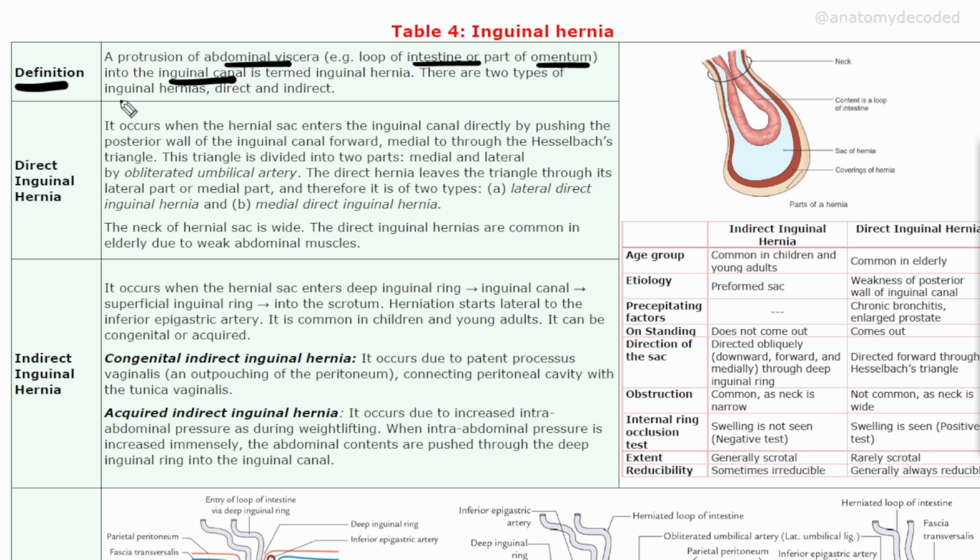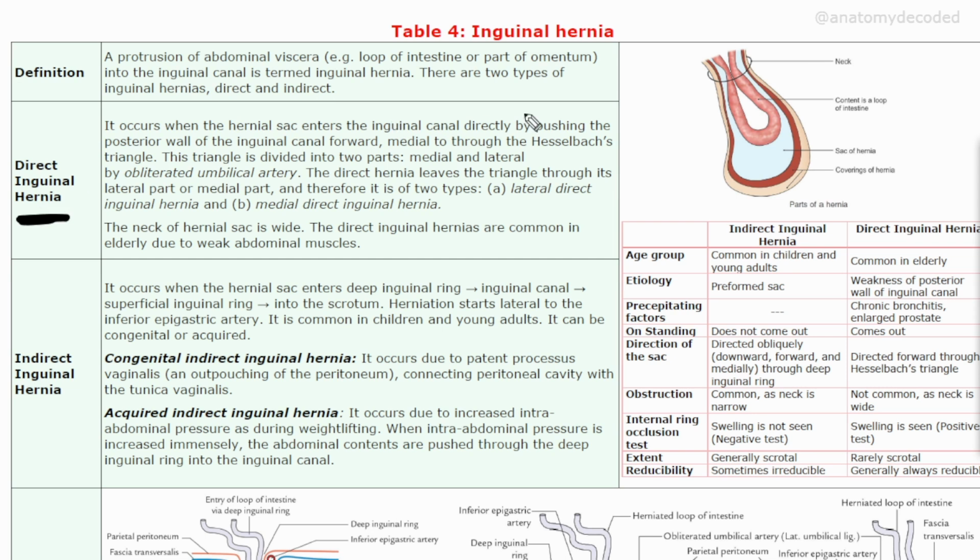There are two types of inguinal hernia: direct inguinal hernia and indirect inguinal hernia. Understand the basic parts of the hernia from this. There is a neck of the hernia, there is a content which is usually a loop of the intestine, there is a sac of hernia, and there are multiple coverings of the hernia. Then what is a direct inguinal hernia?